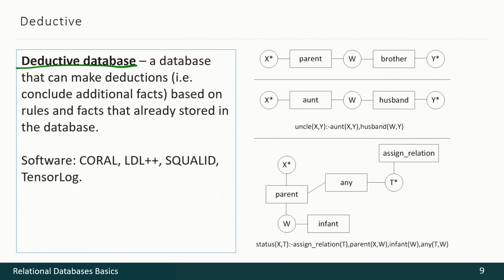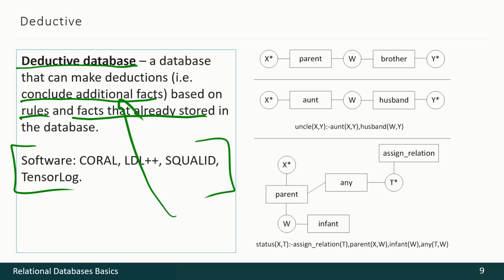Deductive databases help us to conclude additional facts based on some rules and already known stored facts. One can say that for today such an approach was replaced by neural networks or something like that. Nevertheless, there is special software that allows us to perform such tasks. These databases are not really widespread, nevertheless they are worth mentioning.